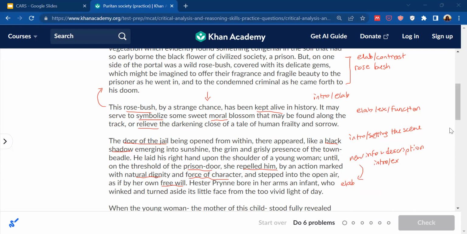So we talked about the prison in this paragraph. We talked about the rose bush symbolizing hope or some kind of relief from darkness. And then we have this young woman who's introduced, coming out of the prison with a baby in her arms. So that's how, when you're reading it, you can figure out what is going on with each sentence. It's also helpful to do ice. You can either do it as you're reading it, or you can do it after you read the paragraph and quickly scan it and say, okay, this is what's going on along the way. So we'll move on to the next ones.